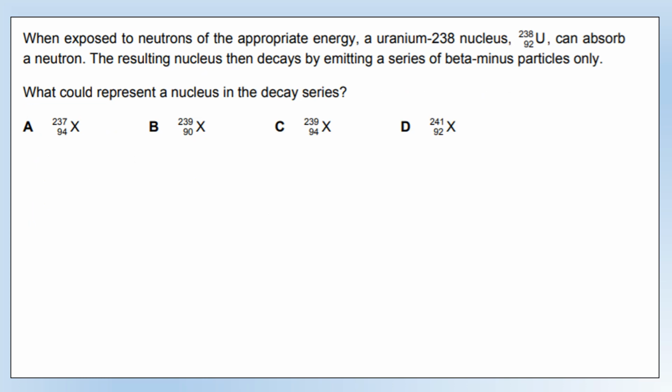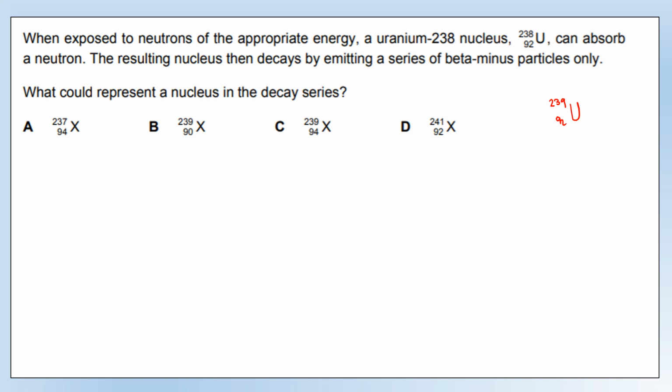When exposed to neutrons of appropriate energy, uranium-238 can absorb a neutron. The resulting nucleus then decays by emitting a series of beta minus particles only. What could represent a nucleus in the decay series? So, first of all, let's work out what the product is. The product of adding a neutron would be 239, 92 U. So during beta minus decay, the nucleon number, this 239, doesn't change, but this 92 is going to go up by 1 each time there's a beta decay.